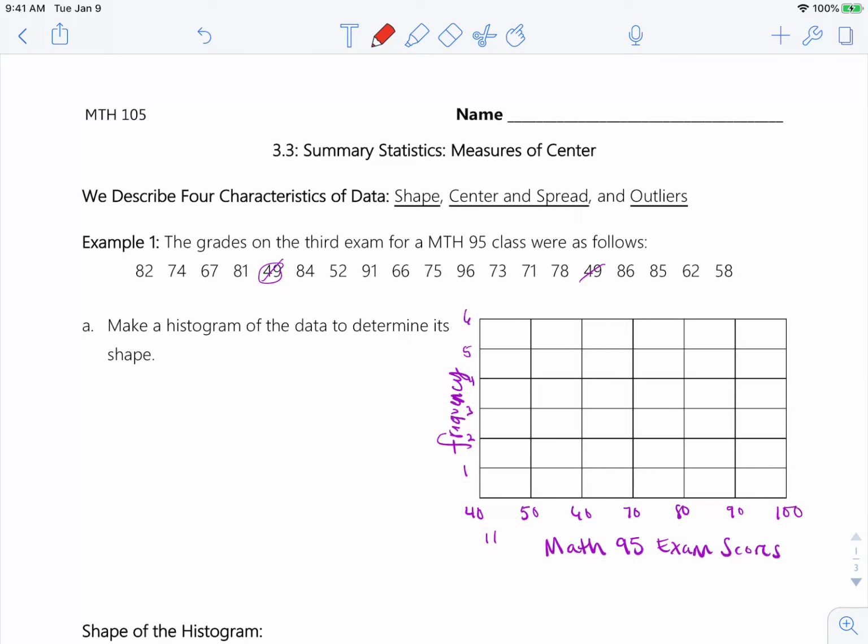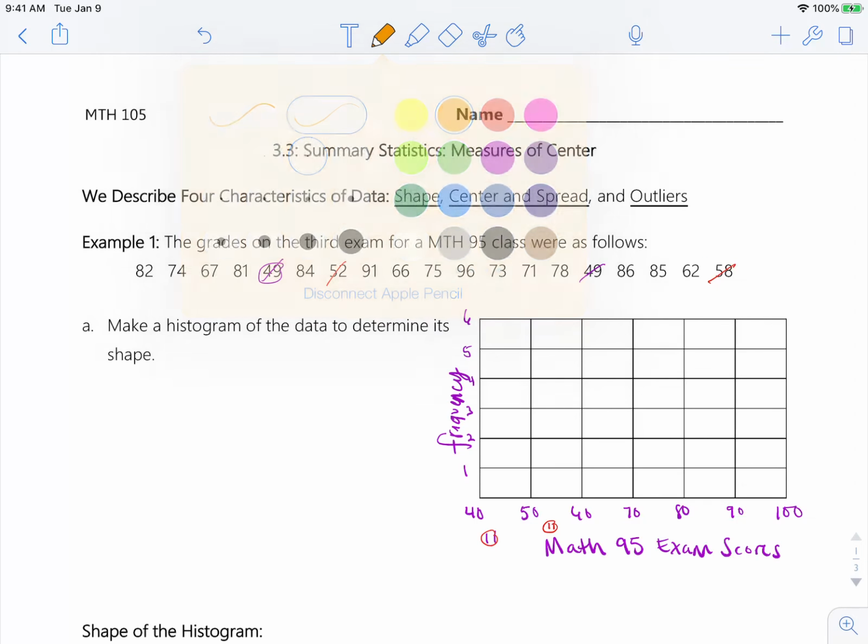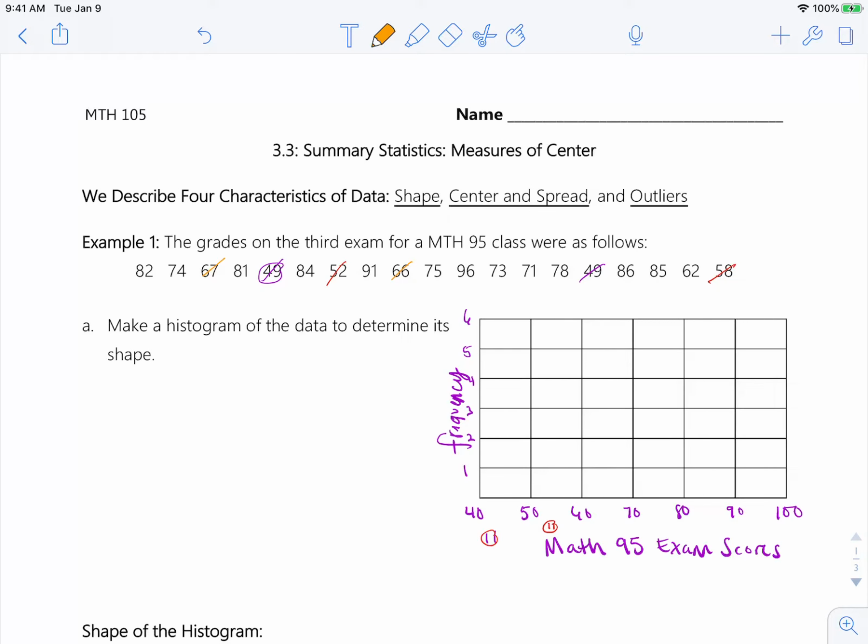So 50 through 60, we got a 52. That's too big. And we got a 58. So we also have 2 down here. I'm going to get rid of these things in a minute. I'm just using this to make sure I don't miss any values because I'm very good at that. All right, 60 to 70. We got a 67, 66, and 62. So we have 3.